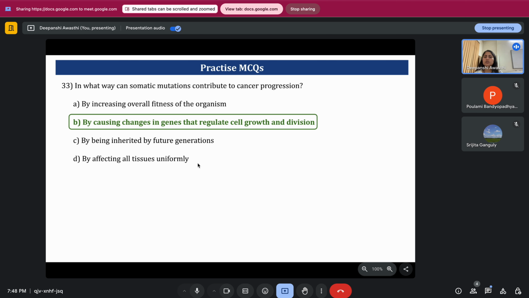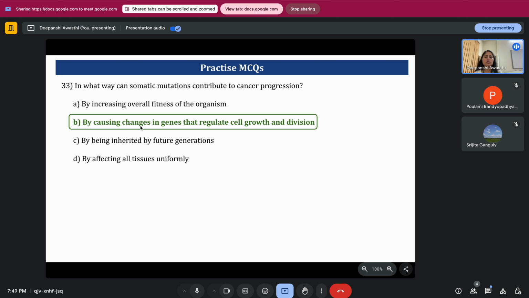Option D, by affecting all tissues uniformly. This is also not true, because somatic mutations in most scenarios influence one particular tissue, and a localized kind of effect is mostly observed. Whenever a person is exposed to particular environmental conditions or other agents which give rise to these somatic mutations, it does not affect all the tissues uniformly. They are not happening uniformly in all the cells. They are very specific to some particular cells from some tissues. So it will not influence all the tissues uniformly.